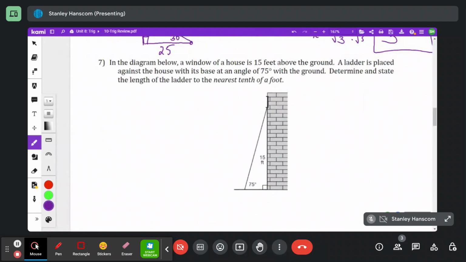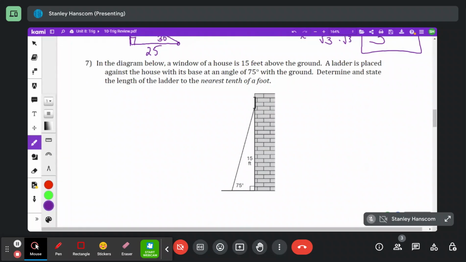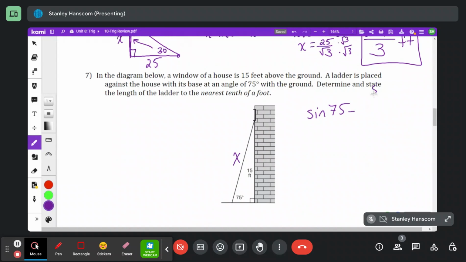So in this diagram, we have 75 degrees. Okay, once again, we have another ladder here. So we are just going to have to go ahead and figure out what's going on. We want the length of the ladder again. So I will go ahead and I'll mark that x. So we now know that the sine of 75 degrees is equal to 15 over x. So we can have the x and the sine of 75 switch places. So x equals 15 divided by the sine of 75.